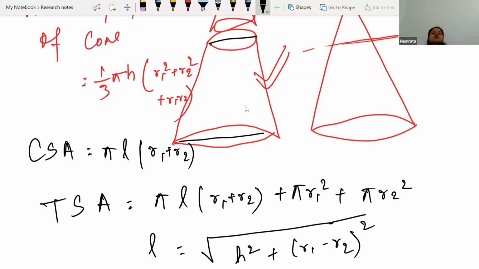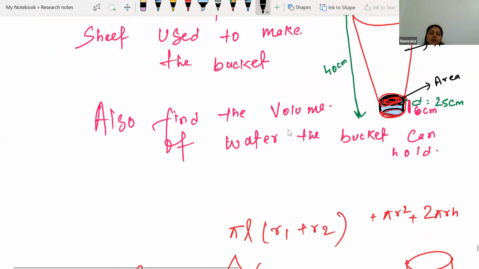The deduction of this formula is not required at your level. You just need to know this formula, and there will be very simple questions from this, just based on the formula itself. Okay, so let's wrap it up.